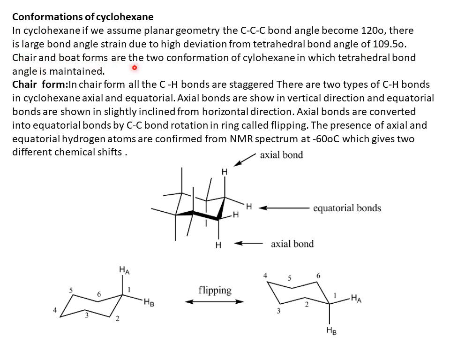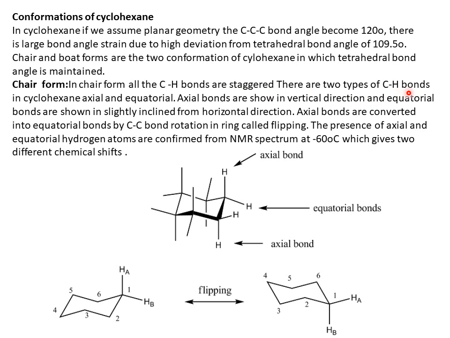Chair and boat forms are two conformations of cyclohexane in which the tetrahedral bond angle of 109.5 degrees is maintained. In both boat and chair forms, there is no bond angle strain because it maintains a tetrahedral bond angle. Let us look at the chair conformation. In the chair conformation, all carbon-hydrogen bonds are staggered. There are 12 carbon-hydrogen bonds in cyclohexane.